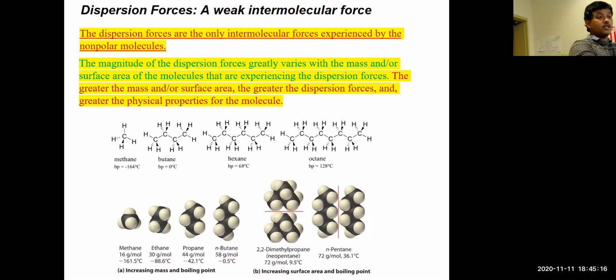So because of that, you're going to check the structure of it and check which one has the larger surface area. In 2,2-dimethyl propane, the molecule is shorter and packed, with more carbons connected to the central carbon, whereas in pentane, 5 carbons are connected to each other in a linear fashion, so it is a longer molecule. So n-pentane has a larger surface area compared to 2,2-dimethyl propane. That's why you can see this huge difference in boiling point. One is only 9.5 degrees Celsius, another one is about 36 degrees Celsius.